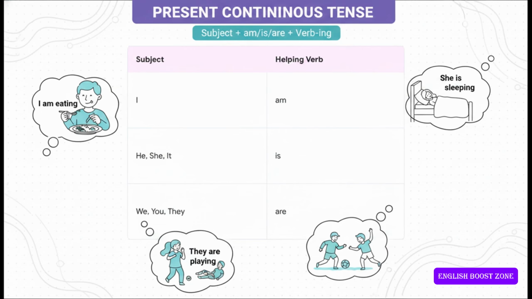Now, the helping verb you use just depends on the subject. It's a matching game. If your subject is I, your helping verb is am, so I am eating. If the subject is he, she, or it, we use is, like she is sleeping. And if your subject is we, you, or they, you go with are, making it they are playing. Once you lock this matching system into your brain, you've cracked the core of this entire tense.